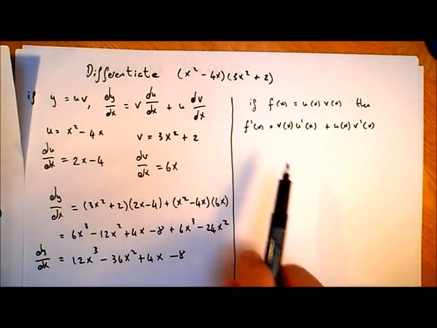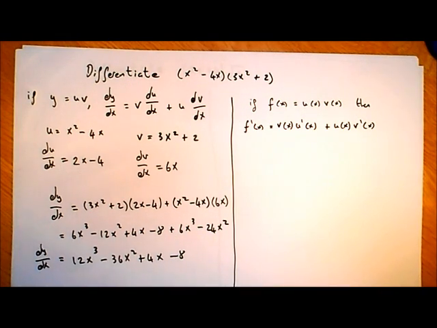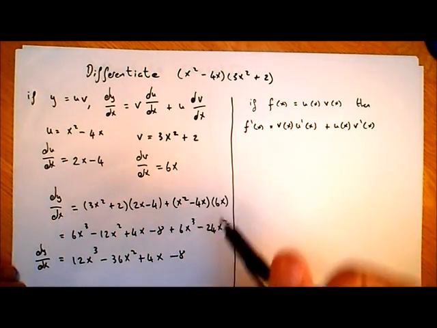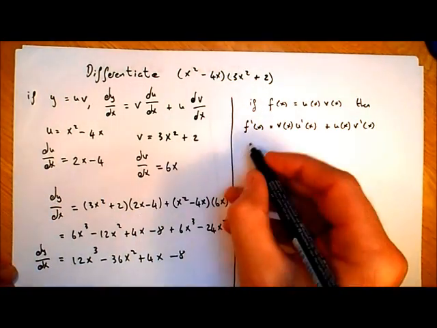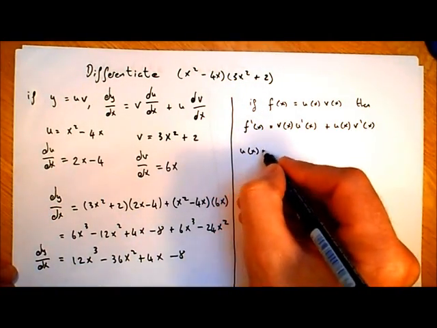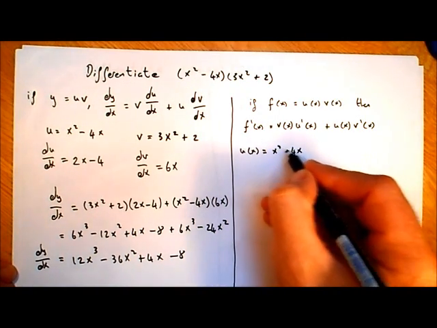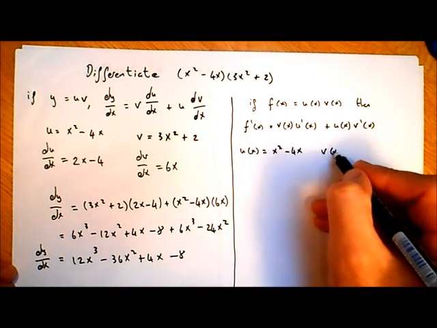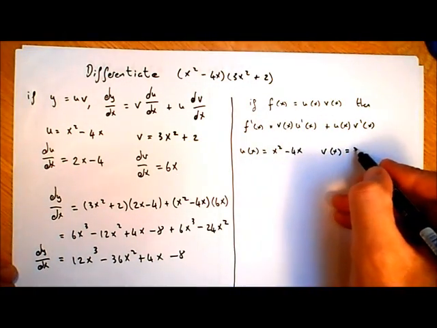Okay, so all we need to do in order to do this question is figure out what is u of x and what is v of x. So u of x is the first part, so it's like the u part over here. So I can write down u of x is equal to x squared minus 4x, and v of x is the other part of the product. So it's 3x squared plus 2.